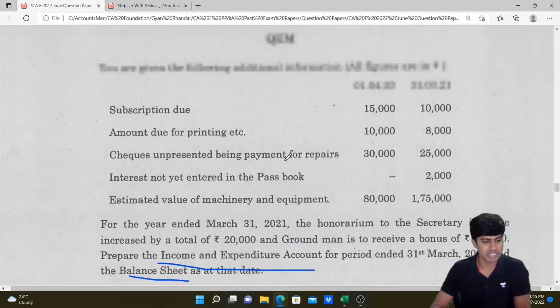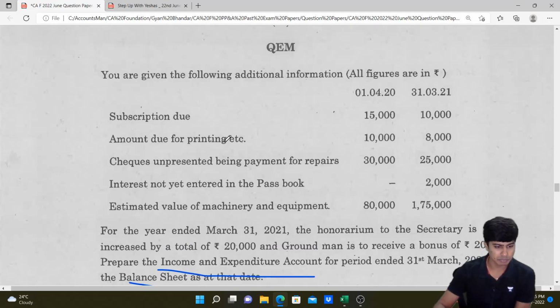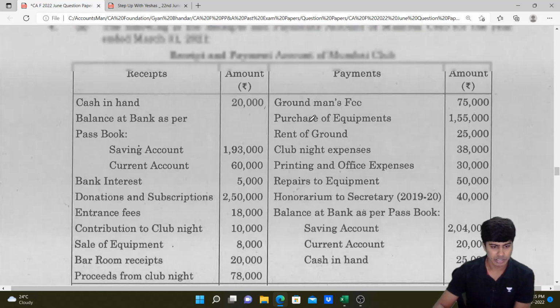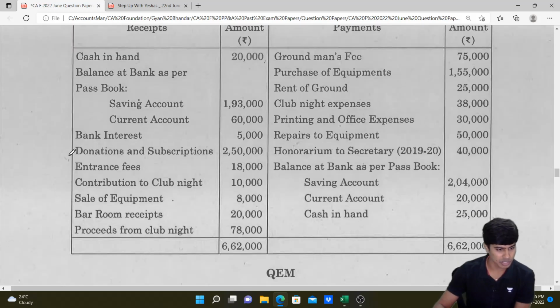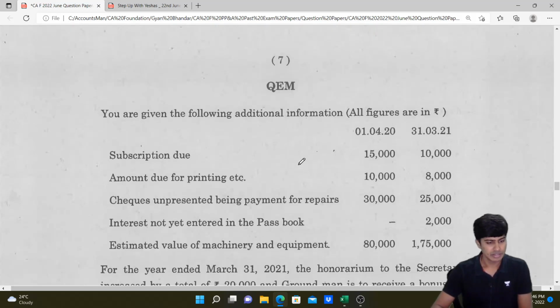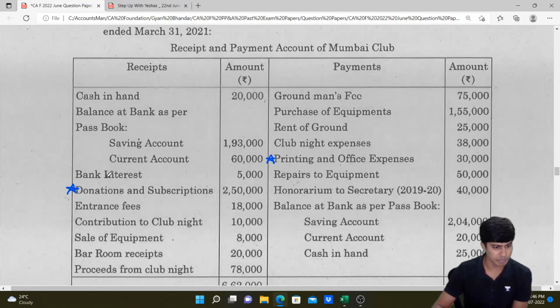Let's mark the items which have adjustments. Subscription, printing. Subscription has an adjustment. Here in receipts we have subscription, donation and subscription. This has an adjustment. We'll prepare a working note for this. Printing payment is an adjustment. We'll prepare one working note for this printing. What else do we have? After that we have repairs. Repairs has an adjustment. We'll prepare one working note for repairs.